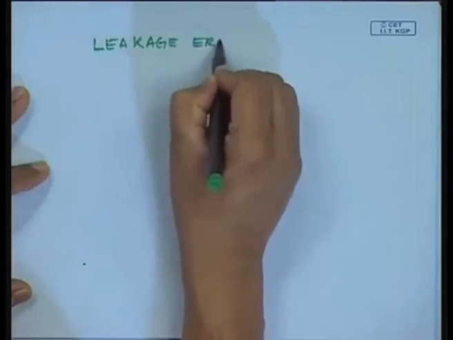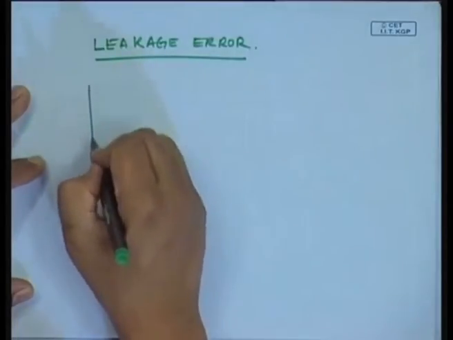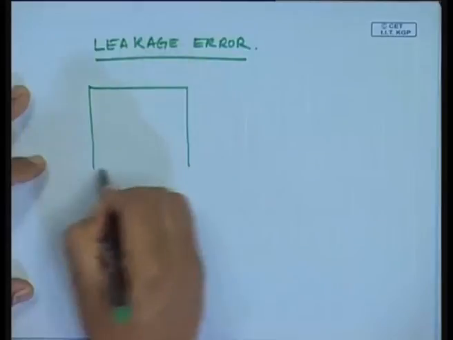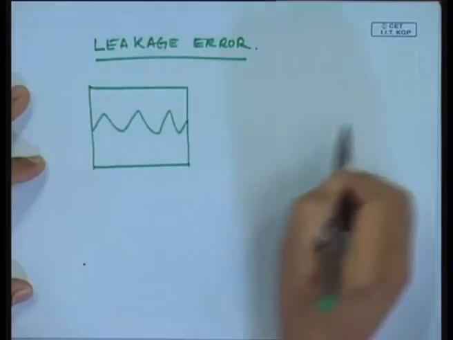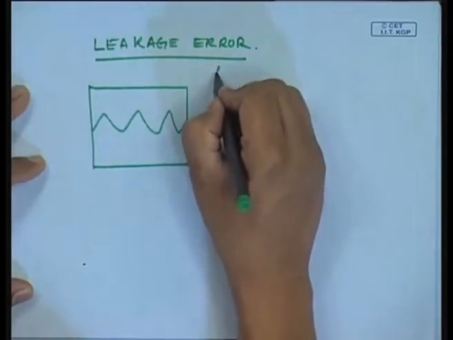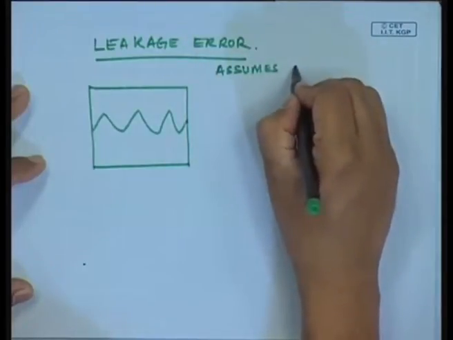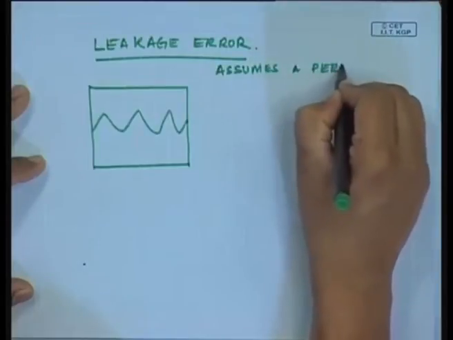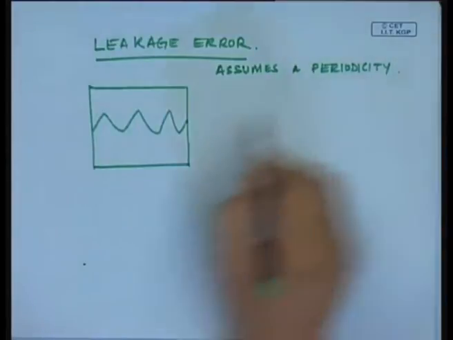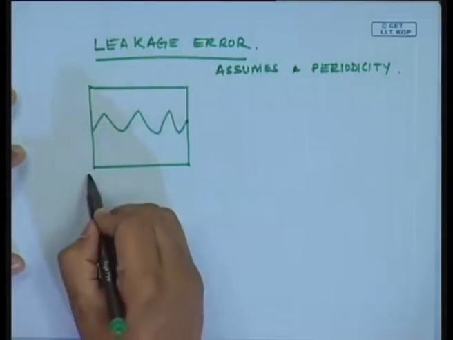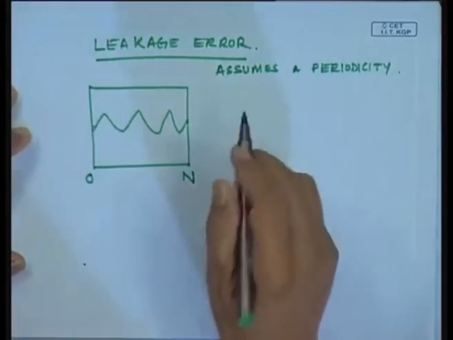Another effect of the FFT is what is known as the leakage error, and this has a serious effect in the amplitude estimation of the signal. For example, the FFT analysis takes a block of data and it assumes that this block repeats itself, assumes a periodicity. Because this data is coming, I have started sampling the data, I picked up the data, and when it comes to n data points, I stop it, I clip it.